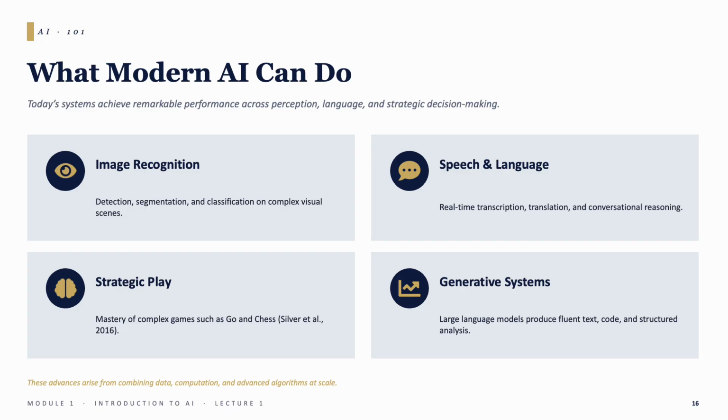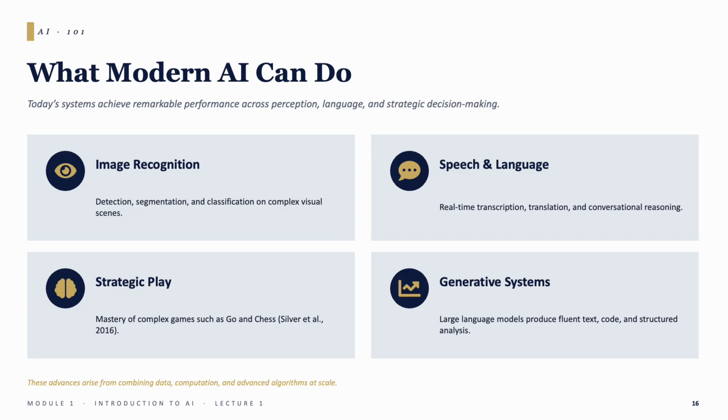Modern AI systems can perform tasks that once seemed impossible. They can recognize objects in images, translate languages, understand speech, generate text, write code, and even defeat world champions in strategic games. These achievements result from combining large datasets, powerful computers, and advanced algorithms. AI is transforming industries and creating new opportunities for innovation.